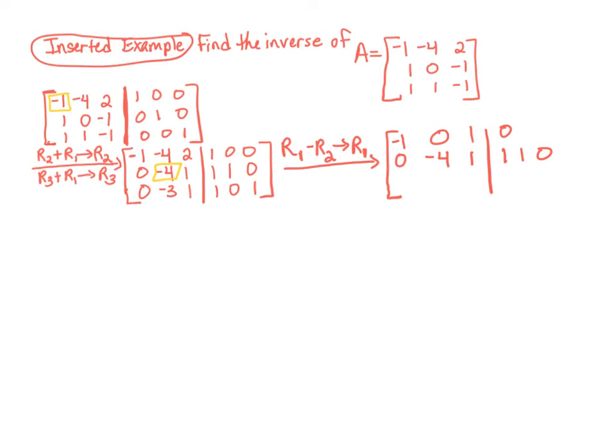It's a little sloppy. I'll make it a little bit better. So negative 1. Then we have 0 minus 0. What do we get? 0. Good. Now we want to create a 0 here. How do we create a 0 here using this as our pivot?